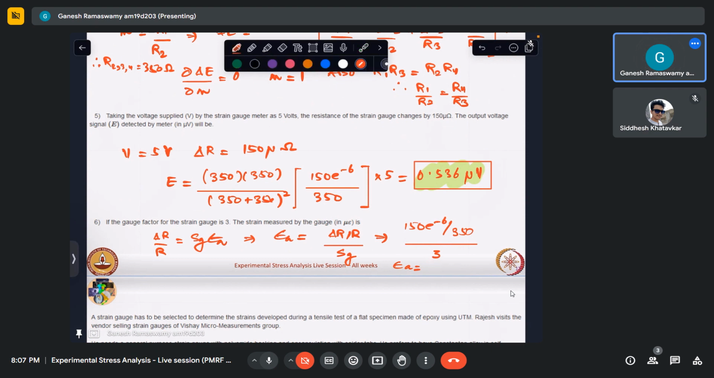Epsilon is 0.1428 microstrain. So I hope those who are taking the exam read the question carefully as to what units and what is being asked, and then report. Because even if someone knows the answer, they should not make an error in reporting it correctly, because it is computerized checking. So please pay attention to that. I hope that is clear.